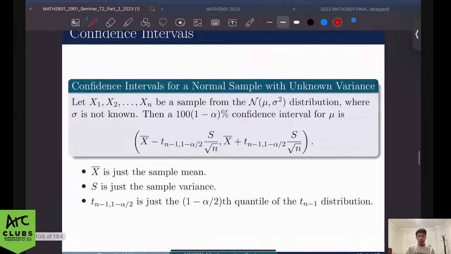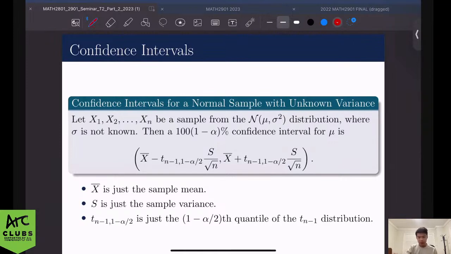Yeah, so this is a sample mean. This is a sample variance, and that's a quantile of the t-distribution. Okay. Sweet.